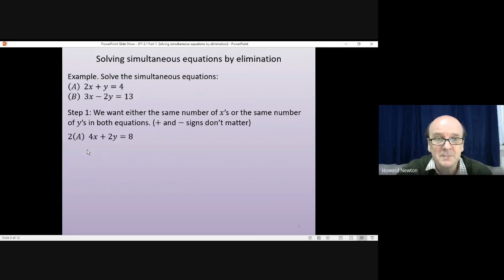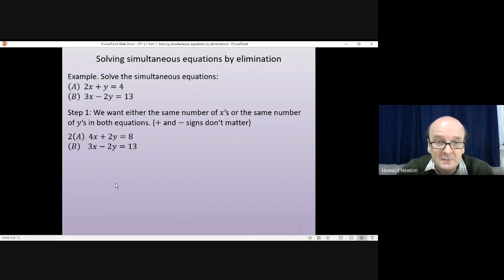That gives us 4x plus 2y equals 4. Equation B, we won't do anything to, 3x minus 2y equals 13. And then the number of y's are the same as each other. We've got 2 in both equations. In this case, we've got plus 2y in the first one and minus 2y in the second one.